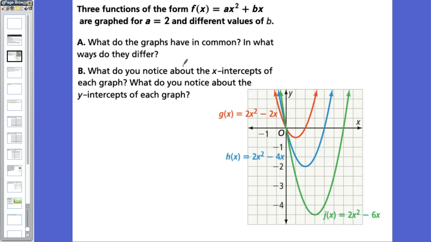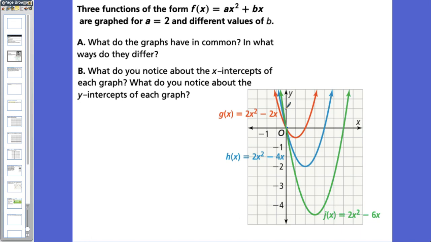Part B is kind of a similar question. What do you notice about the x-intercepts of each graph? Well, they share one x-intercept at the origin, but because the graphs are moving, those other x-intercepts move along the x-axis. So they share one x-intercept, but have a different other x-intercept. And then what do you notice about the y-intercept? Well, the y-intercept is on the y-axis, and they all share the same y-intercept at the origin. That's going to be very important for what we're doing in the upcoming slides, noticing that y-intercept.